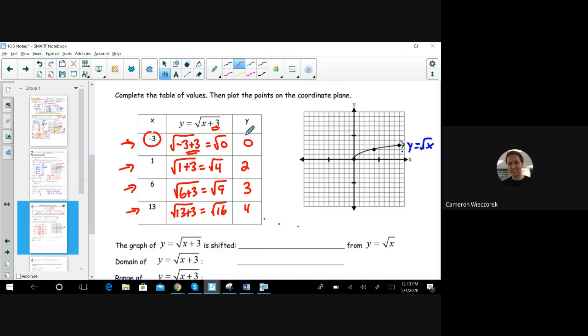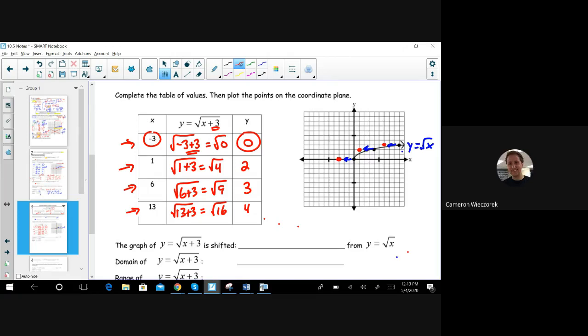Here's my x value, -3, and here's my output, 0. It moved this dot to the left 3 units. If I put 1 in, now it gives me 2. So it took this dot and moved it left 3 units. Everything's moving left 3. If I put in 6, I get 3 as an output. So what did it do? It took this dot and moved it left 3 units. And I can't fit 13, it's too far out. But if I was to graph that, it would take the last dot and move it left 3 units.